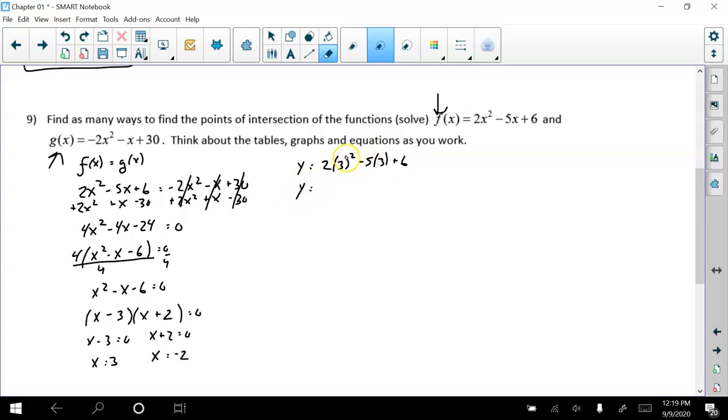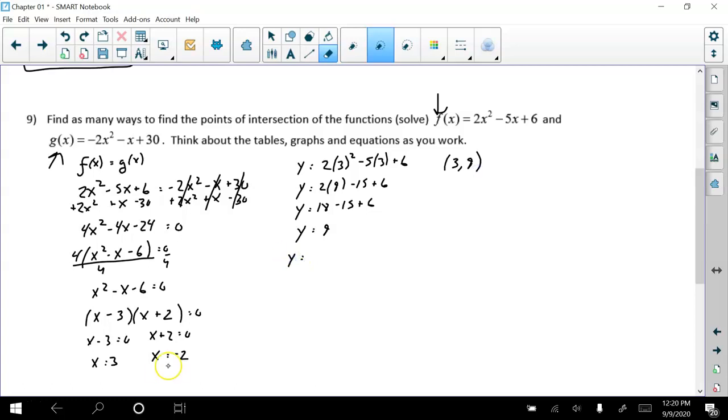Order of operations, 3 squared first, so it's 2 times 9, minus 15 plus 6. So we add them up, 18 minus 15 plus 6. We're going to get y equals 18 minus 15 is 3, plus 6 is 9. So one of our points of intersection is at 3, 9.